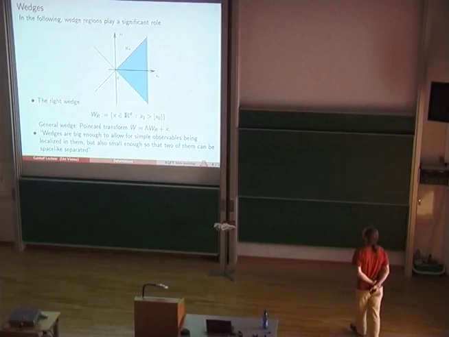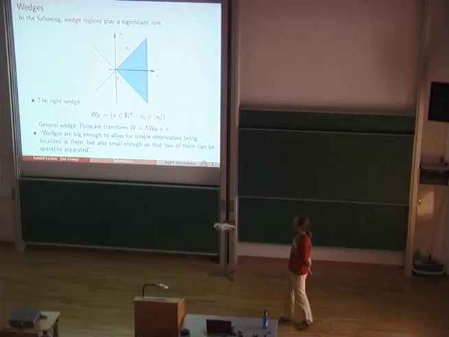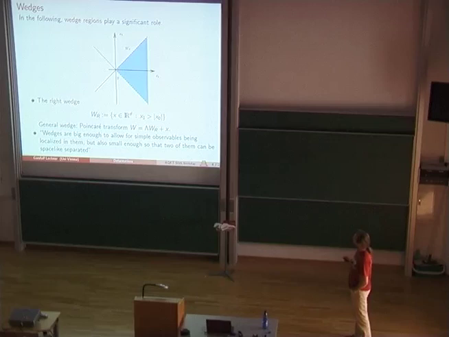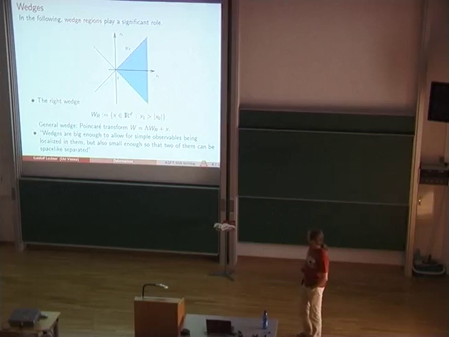Some short preliminary slide, which I think most of you, if not everybody, has seen before. In the following, wedge regions play a significant role, and that's not very complicated. It's just this shaded region here, which I, of course, can draw only in two dimensions. It extends to infinity on the right. If you like formulas, it's just given by this inequality here, x1 strictly larger than the absolute value of x0, and translationally invariant in the remaining directions, depending on the dimension of space-time. So this region I will call the right wedge. And in general, any Poincaré transform of that region I will call a wedge.